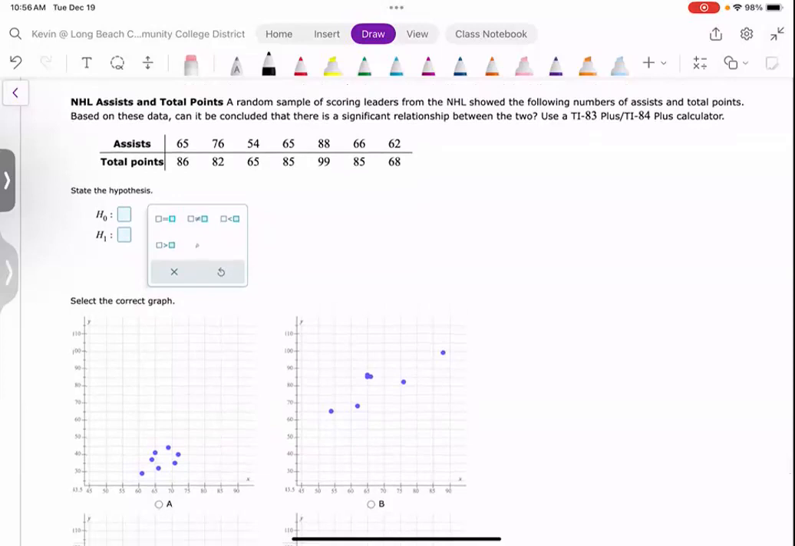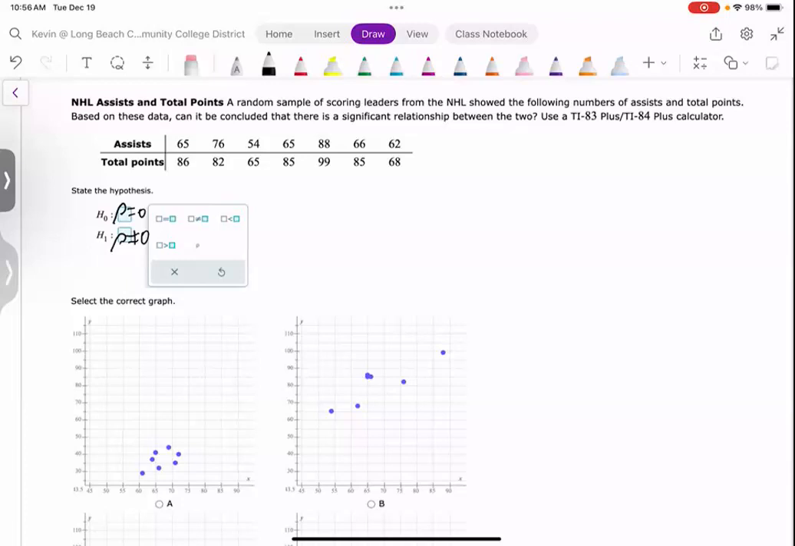NHL assists and total points. A random sample of scoring leaders from the NHL showed the following numbers of assists and total points. And they want to know, is there a significant relationship between the two? So let's start here. Rho is 0, or rho is not equal to 0.